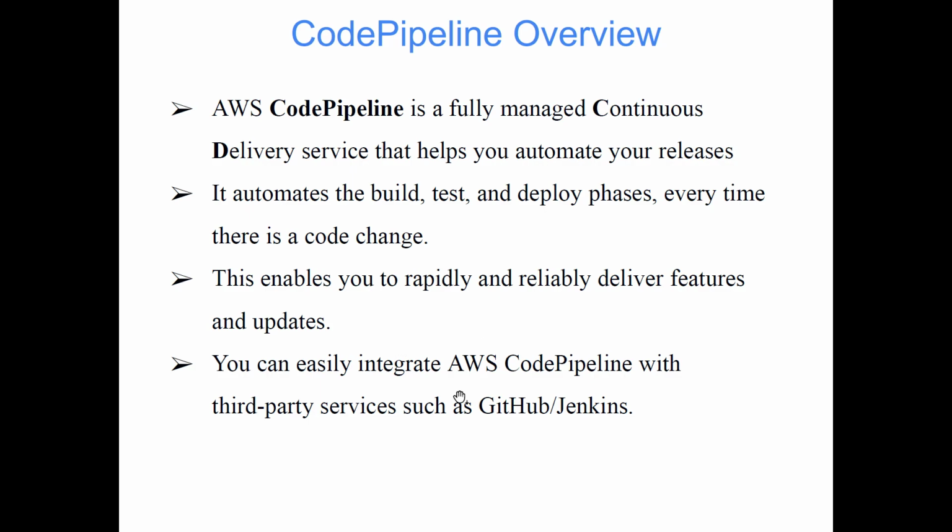You can easily integrate AWS CodePipeline with third-party services such as GitHub and Jenkins. Earlier, I was connecting the CodePipeline with the CodeCommit repo, which was part of AWS, right? Now, as I showed you that day, AWS is not allowing you to create a new CodeCommit repository. In that case, definitely we have to integrate it with a third party, that's GitHub or Jenkins. So for our training purpose, we will be using GitHub.